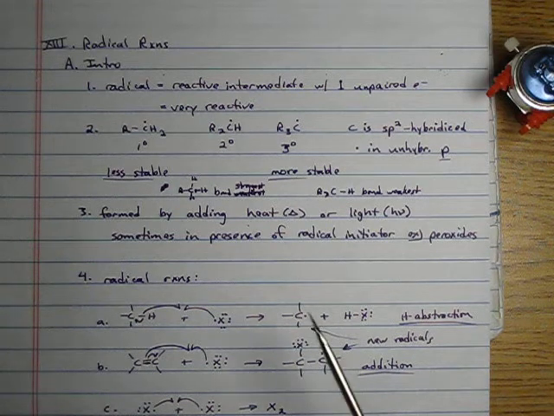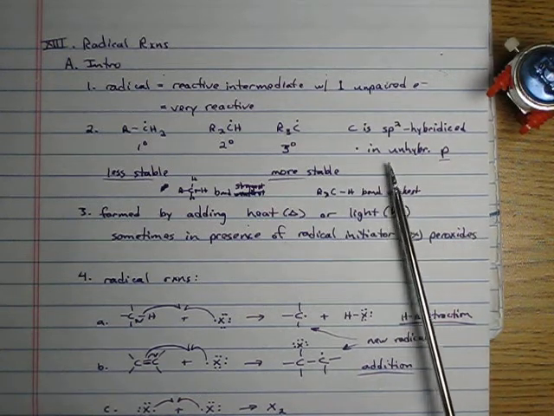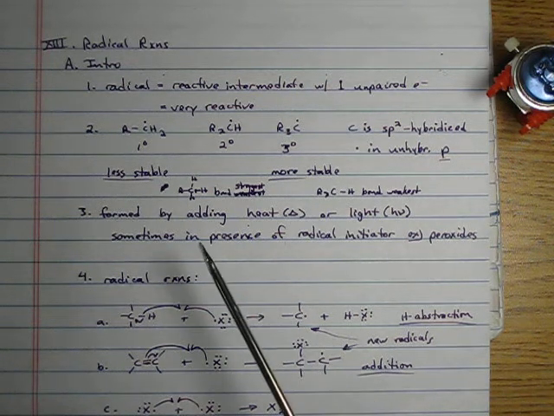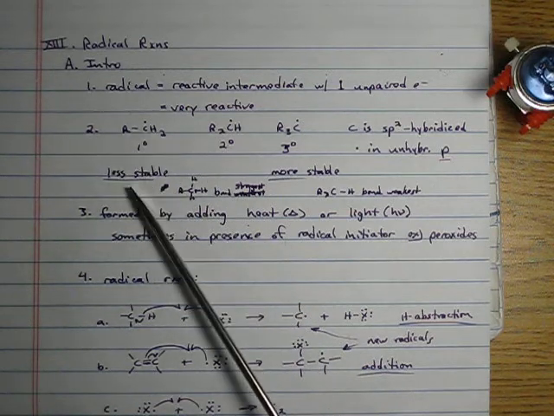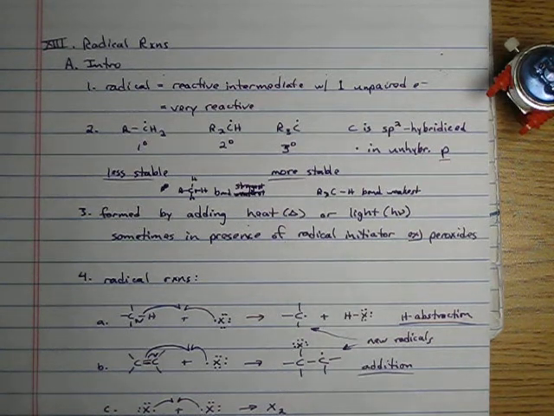Note that each of these carbons is sp2 hybridized. The unpaired electron is in the unhybridized p orbital on that carbon. And also note, similar to carbocations, that primary radicals are less stable than secondary, and tertiary are the more stable, the most stable of these radicals. And yes, no radicals are very stable, but of these very unstable radicals, the tertiary radical is the most stable of them. Okay, now how do you get these radicals?